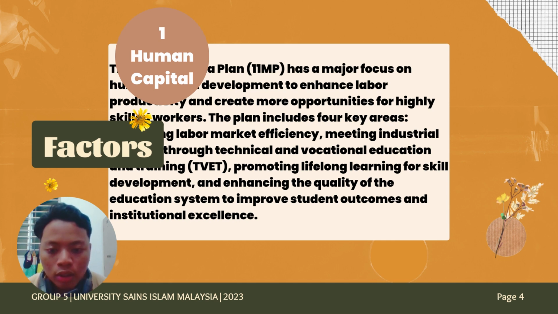To boost economic growth, the first step is to improve labor market efficiency. The second focuses on technical and vocational education and training, TVET, to meet industrial demand. The third emphasis is on developing skills through lifelong learning. The fourth priority is to improve the educational system's quality in order to increase students' outcomes and institutional excellence.